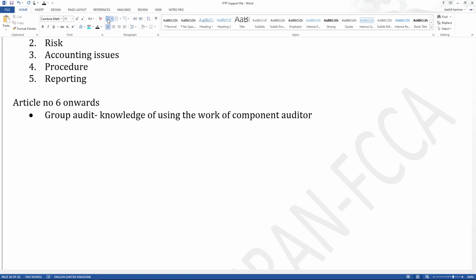So group audit, knowledge about using the work of an internal auditor. If you read this out, it's good for you. That's the 6th article. I'm recommending you read it.